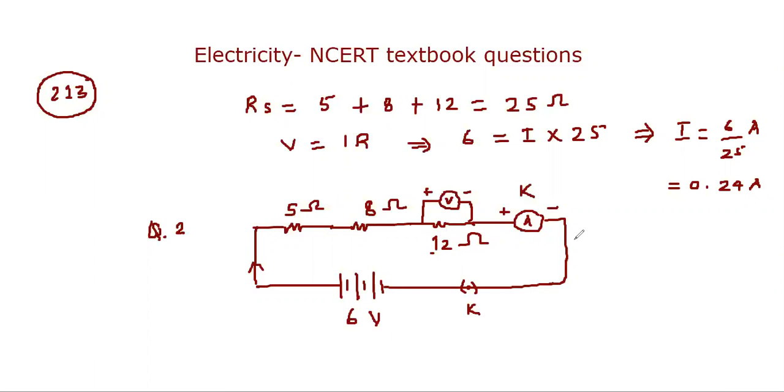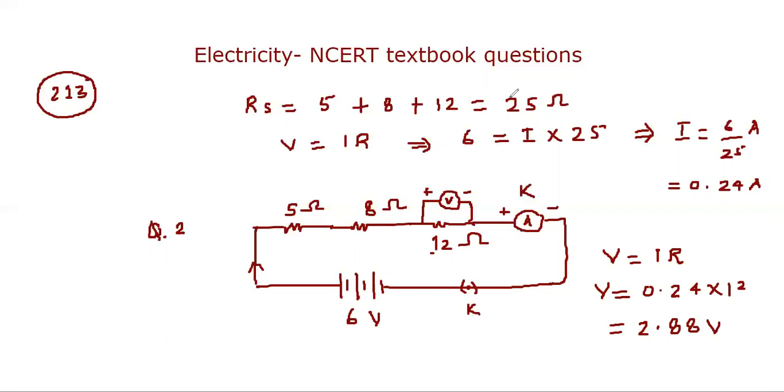Now we have to find out what is potential difference across this 12 ohm resistor. So that will be the reading of voltmeter. So that will be equal to V equal to IR. So here R will be 12 ohm and I will be 0.24 ampere, because same current will flow through all the resistances. So reading of voltmeter V will be 0.24 multiplied by 12, and that will be equal to 2.88 volt. So this is answer. Now let's go to next question.